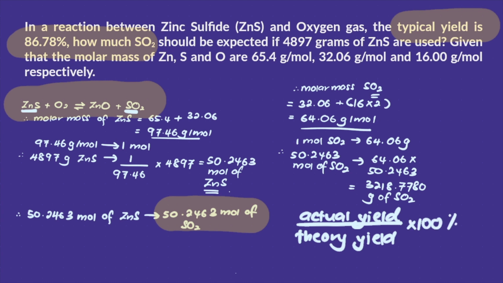So this one should be equivalent to, in the question, 86.78%. So basically, the one that you have calculated just now, this one, is your theoretical yield. So you need to find what is the actual yield. So should be expected, means that they want you to calculate the expected yield.